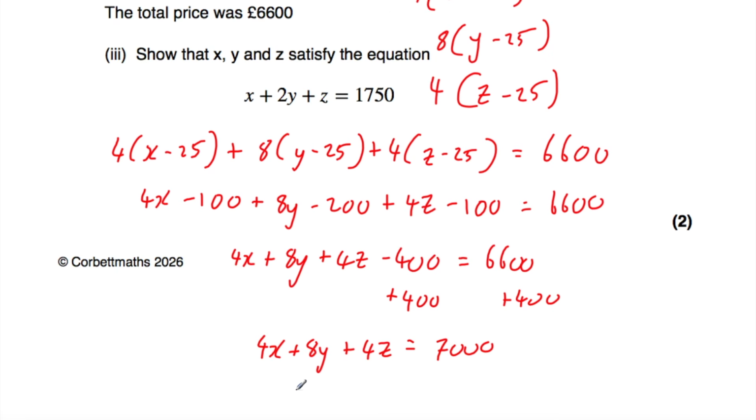And then if we divide everything by 4, we're going to get x plus 2y plus z equals 1,750. And that's it. That's what we're asked to show. So now if we carry on, we're probably going to be asked to solve those three simultaneous equations that we've shown there. So let's have a look at that.